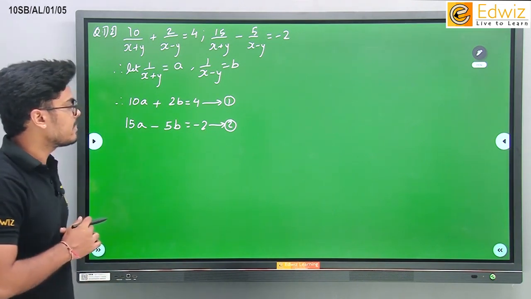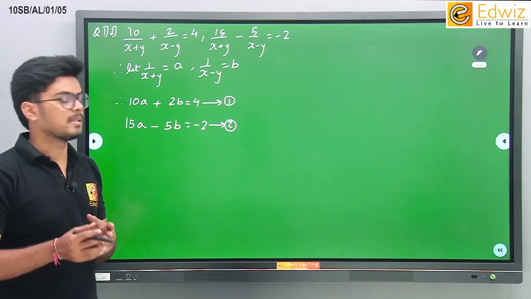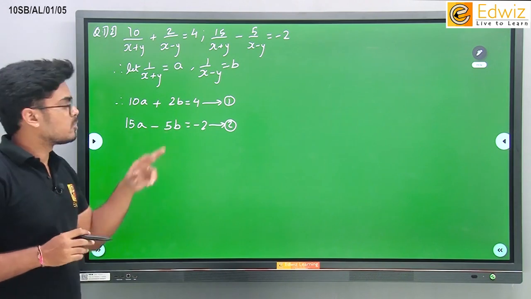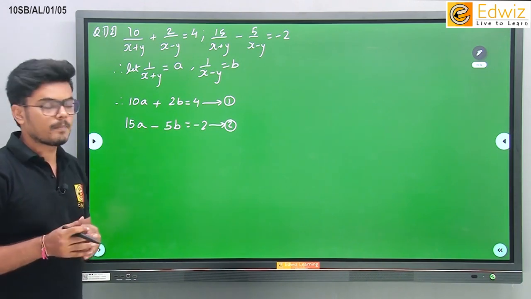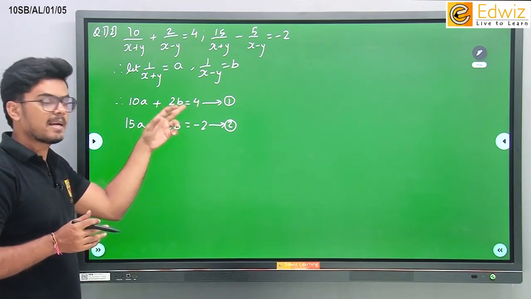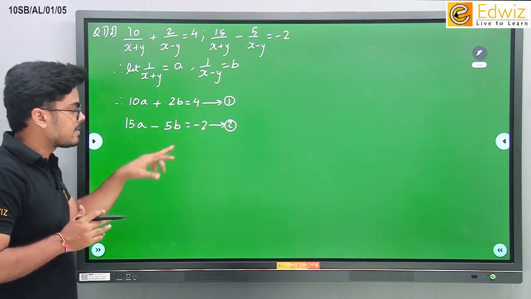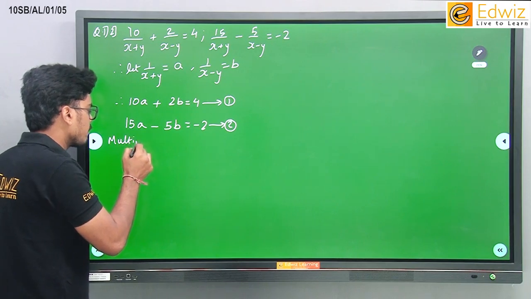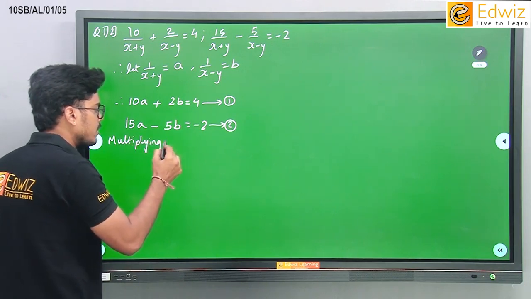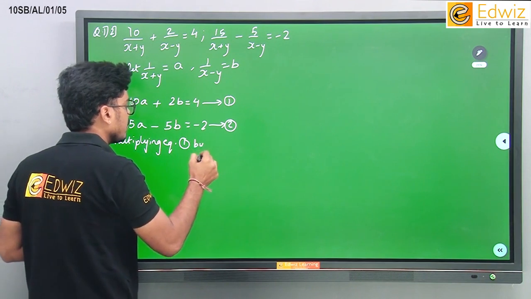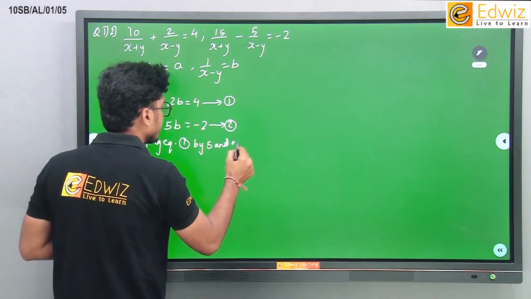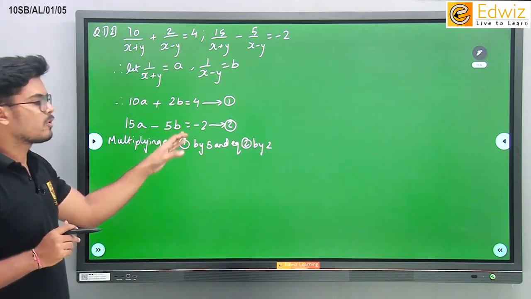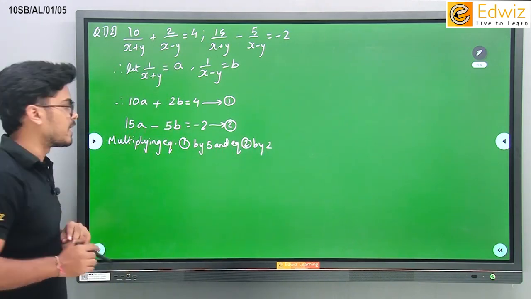Now once again we can use elimination method. ठीक है, let us use elimination method. You can see 2 and minus 5. So 2 और 5 का LCM क्या है? It is 10. To make it 10, I will multiply the first equation by 5 and the second equation by 2. Multiplying equation 1 by 5 and equation 2 by 2. ठीक है, equation 1 को 5 से, equation 2 को 2 से multiply कर दिया.